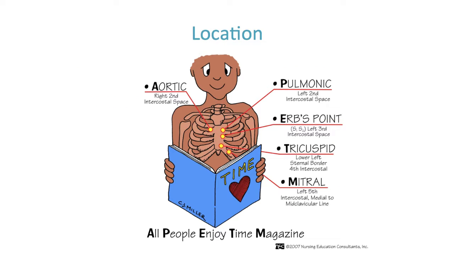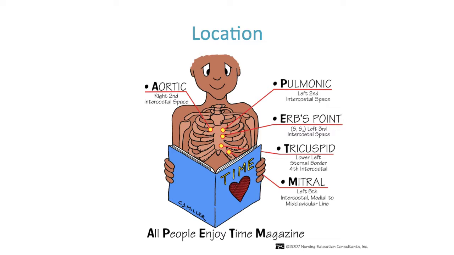Here is an excellent way to remember valve location. In this memory jogger, remember all people enjoy Time magazine. Another variation of this memory jogger is ape to man. The aortic valve is located at the right second intercostal space, right sternal border. The pulmonic valve is located at the left second intercostal space on the left sternal border.